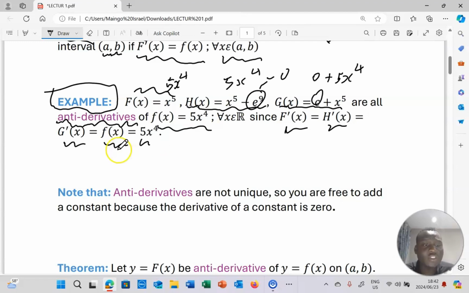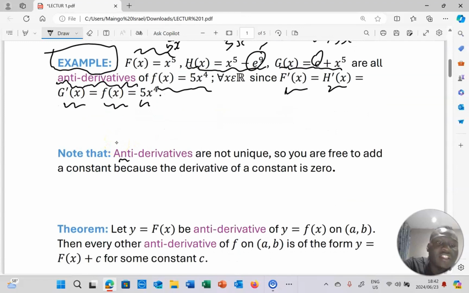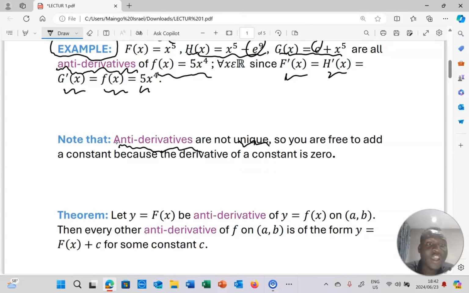So take note that antiderivatives are not unique. They are not unique, so you are free to add a constant because the derivative of a constant is 0. So you are free to add any constant because these antiderivatives are not unique.